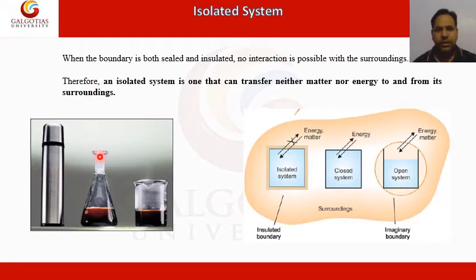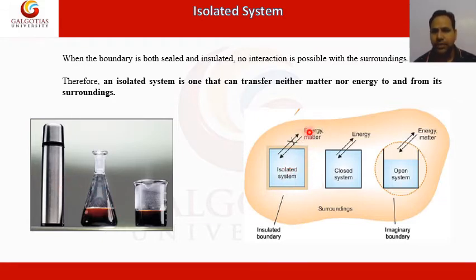So here they're showing examples of different systems. This is an open system, showing that matter and heat are both exchanged here. But here they're showing that heat will exchange with the surroundings. But here the insulated system, neither heat nor matter will exchange with its surroundings. So there is an example of open, closed and isolated systems.